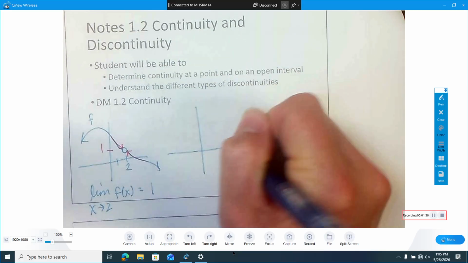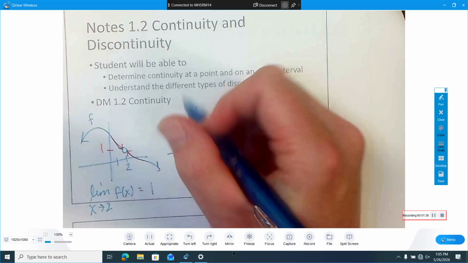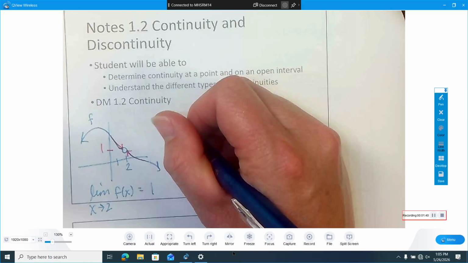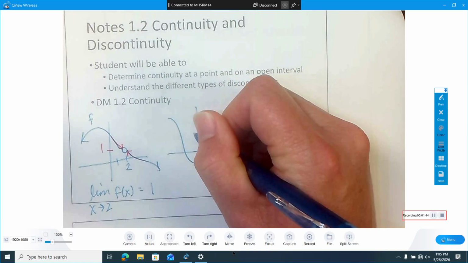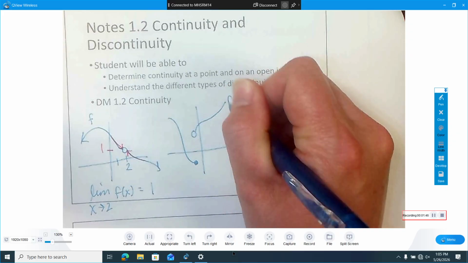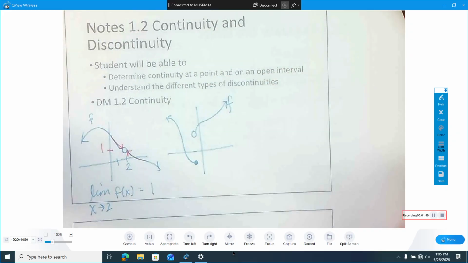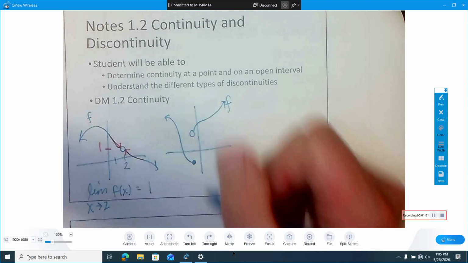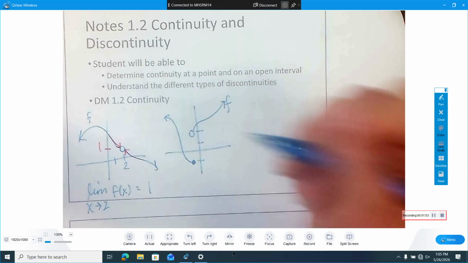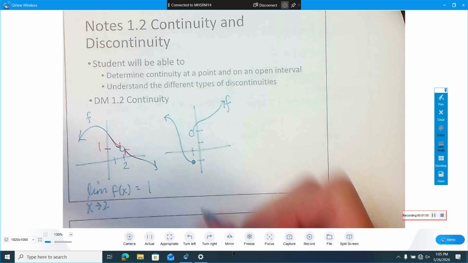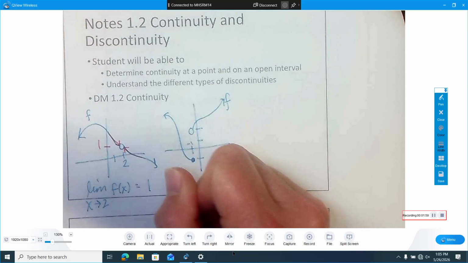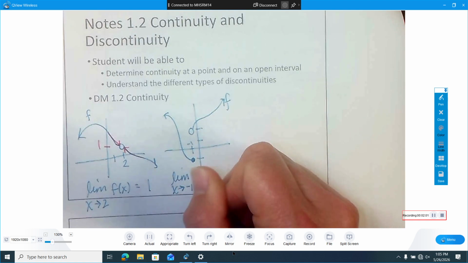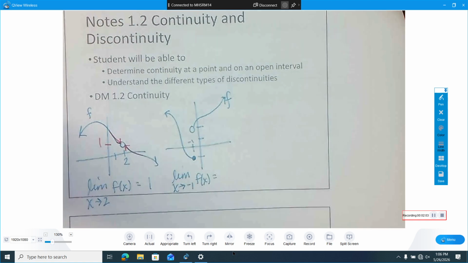Now, we also know that sometimes the limit does not exist. So maybe my function is coming down like this, and it lands right there. And maybe I have a function like this. There's my crazy graph, my graph of f, and let's say this is -1. Now when I ask, what's the limit as we approach -1 on this function f?